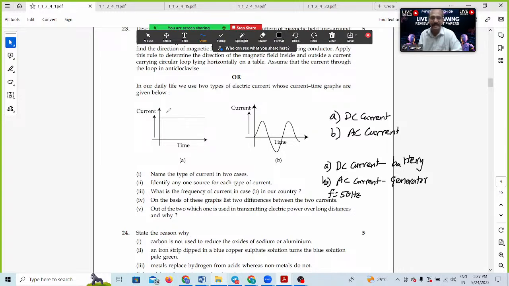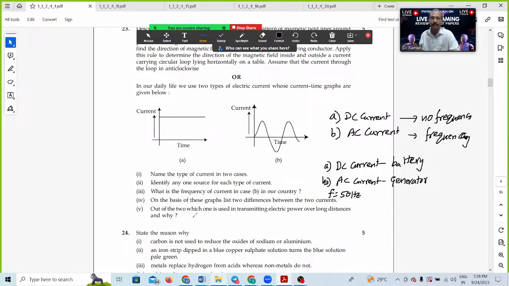Next, on the basis of these graphs, list the difference between the two currents. The first difference is the current direction along the x-axis: in AC the current will be positive and negative, a positive current and a negative current. And the second difference is that DC current doesn't have any frequency, but AC current has frequency. So that frequency itself is 50 Hz in our country.